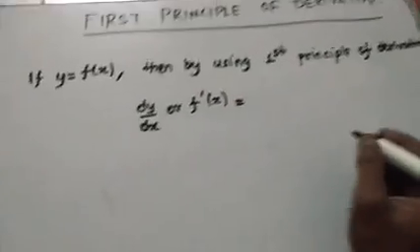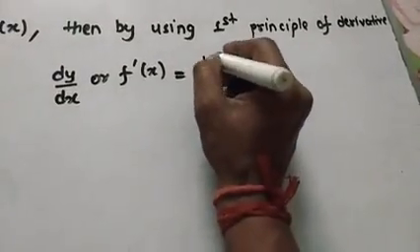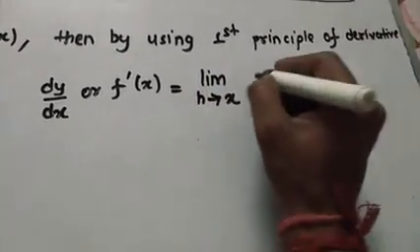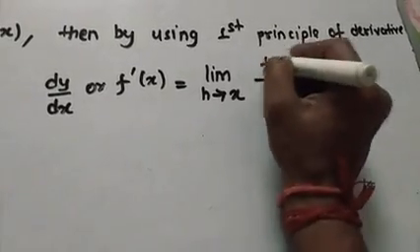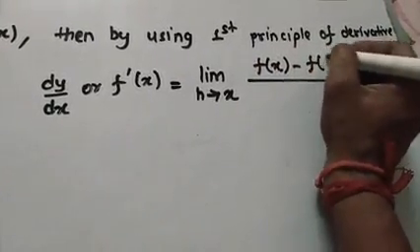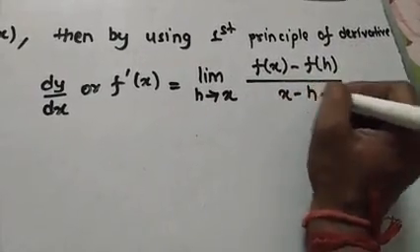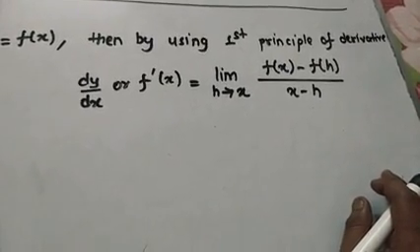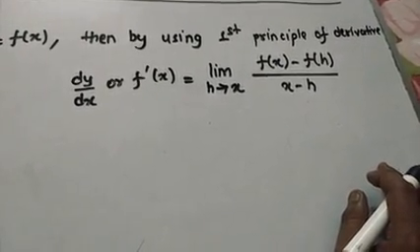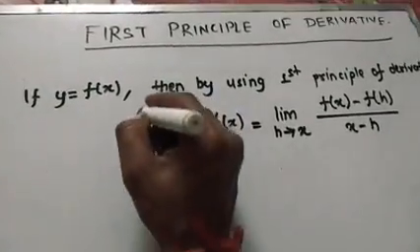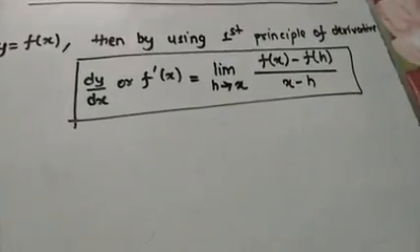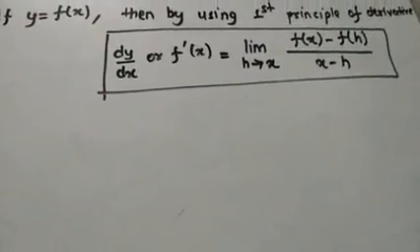And the formula is: limit h tends to x, f of x minus f of h by x minus h. So what is the formula? Limit h tends to x, f of x minus f of h by x minus h. This is the formula of the first principle of derivative. On the basis of this formula, we are going to solve some questions. So let's start.